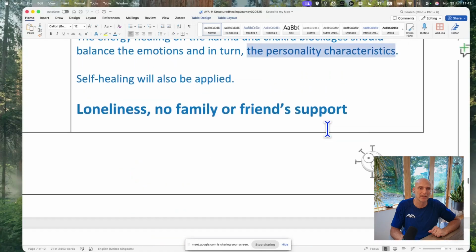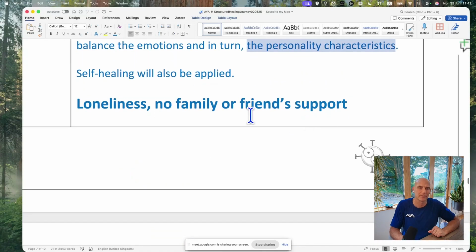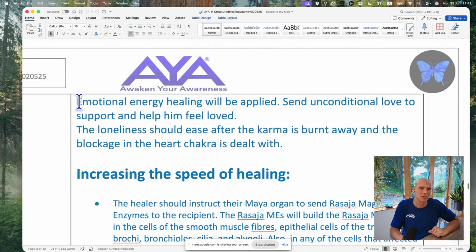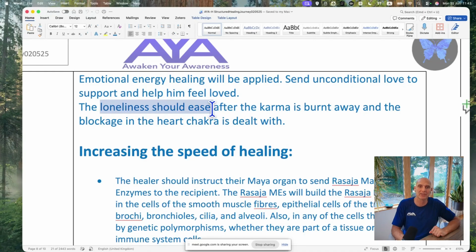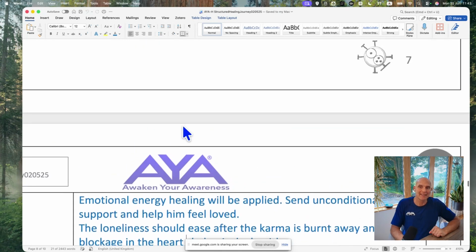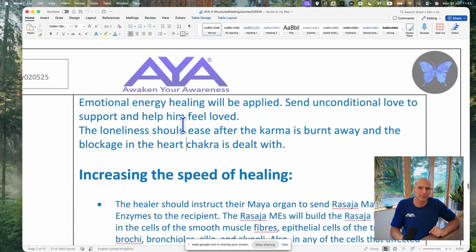And lastly, loneliness. No family or friend support. So here, the emotional energy healing is very important. We're going to send unconditional love to support and help him feel loved. And hopefully the loneliness should ease after the karma is burnt away and the blockage in the heart chakra has been dealt with. Okay, so that is the energy healing really.